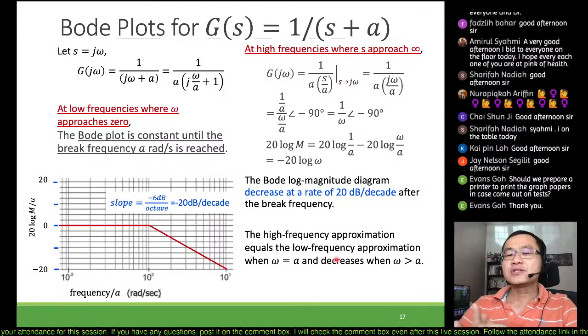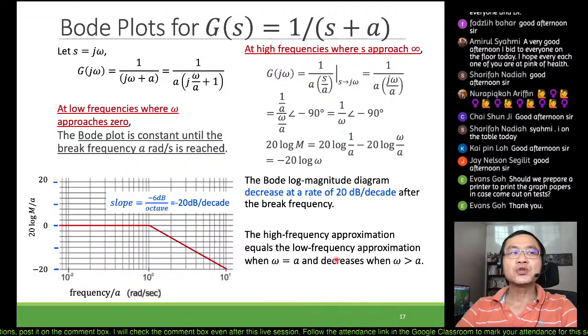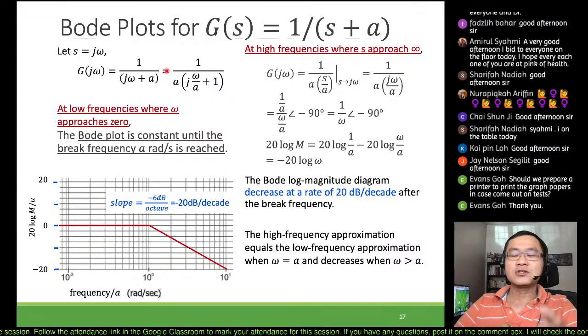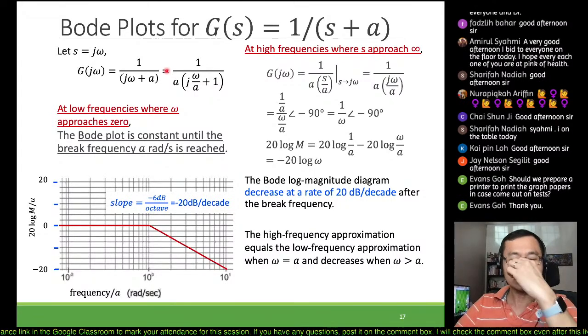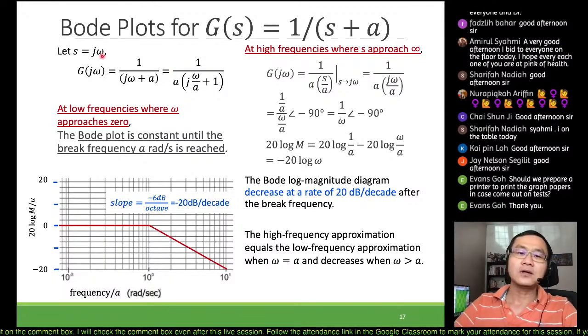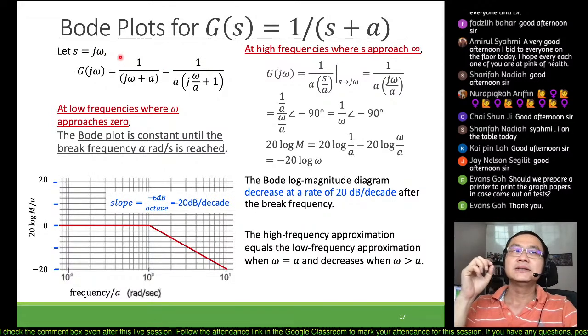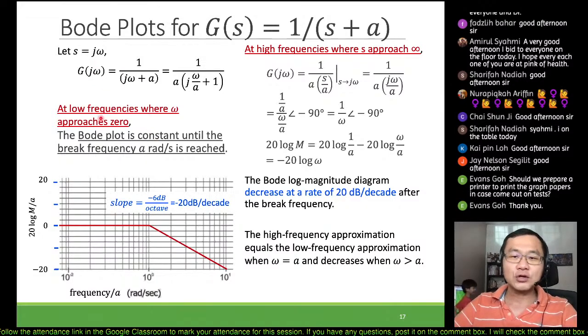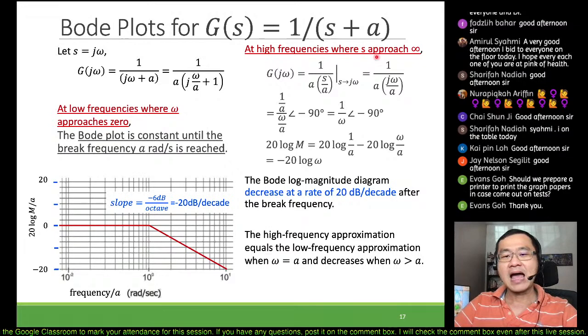Next we would also see a Bode plot for a function which consists of a pole. Okay, a pole is 1 over s plus a, right? So using the same concept, we just go through it very fast now. After we have understood the idea of how we construct the Bode plot for the zero, for the poles it is now very straightforward. Same idea, we plot for the low frequency and the high frequency.